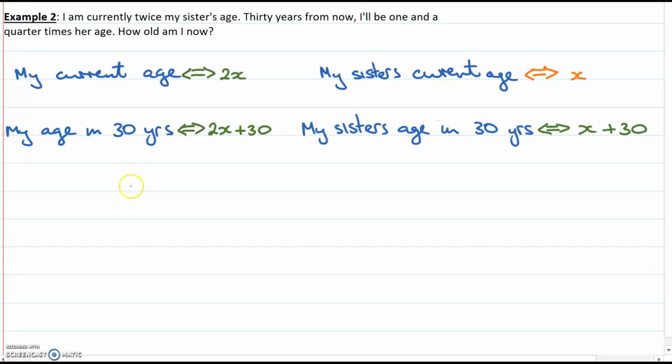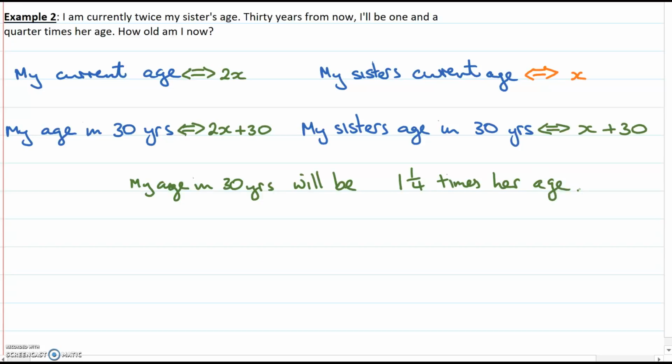So my age in 30 years will be 1¼ times her age. Okay, so let's see if we can put some math on that. And then we'll be able to go from there. So, my age in 30 years, that part of it, we know what that part of it is. That part of it is 2x plus 30.